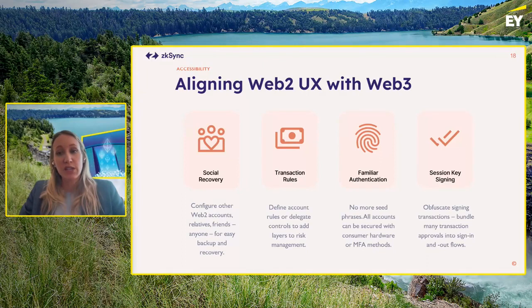Or you could have session key signing, meaning that instead of having to do those three different transactions, you could just bundle them all into one and sign only once. You can have transaction rules as well. So say I want to spend up maximum 10K and this person can spend 5K. You can put all those restrictions in the code and have that send transactions on your behalf.